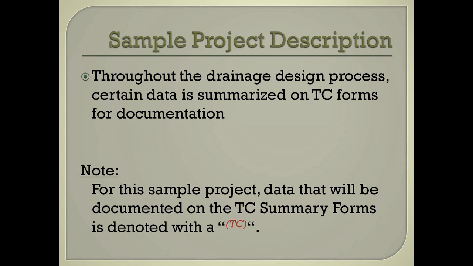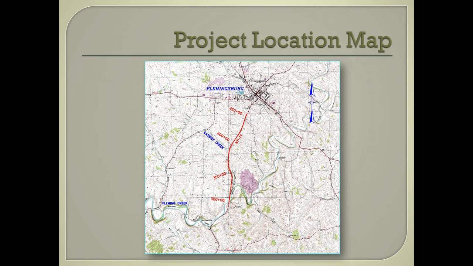And throughout the discussion of this design, we are going to try to highlight data that would go on the TC forms for documentation. And whenever you see the little red TC in parentheses, you will know that that data would go on the TC form, and I'll try to show that process along the way. The project location map is here. As you see, it's below Flemingsburg.